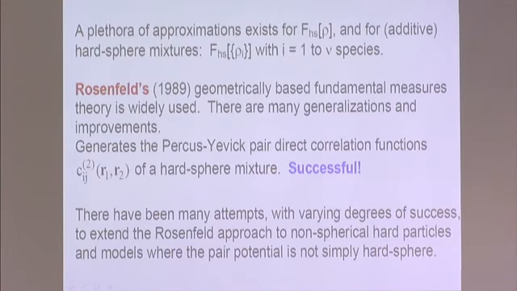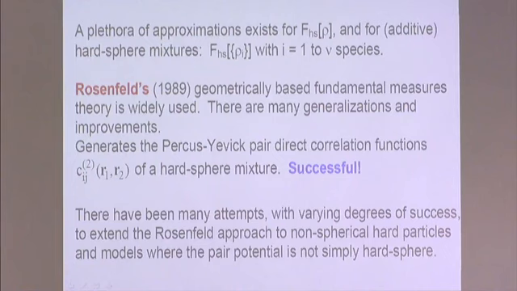Now there are a plethora of approximations for the free energy functional for hard spheres, and indeed for hard sphere mixtures. So if you have more than one species, I labels the species, let's say it goes from 1 to nu, then you have dependence on the densities rho I. Perhaps the most successful of these came in 1989 with the work of Rosenfeld. And I'll talk a little bit about this.